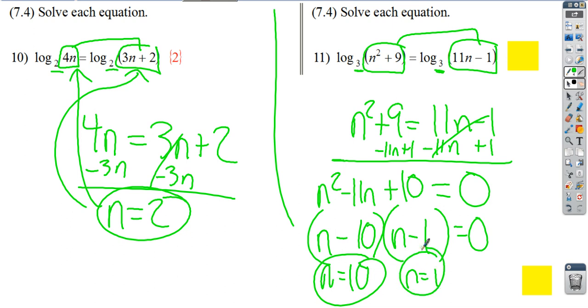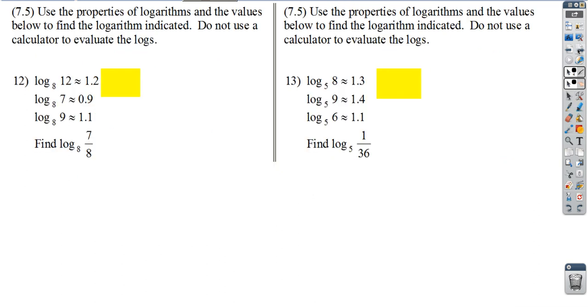Which of those would cause a problem? If you plug in 1 for both of these, there's no problem. And actually if you plug in 10 also, you get equivalence on both sides. So both 1 and 10 are solutions there. The problem would be if you plugged in either of those and got the log of something negative for either one. Then it would be extraneous.